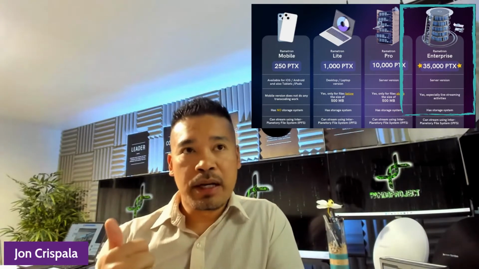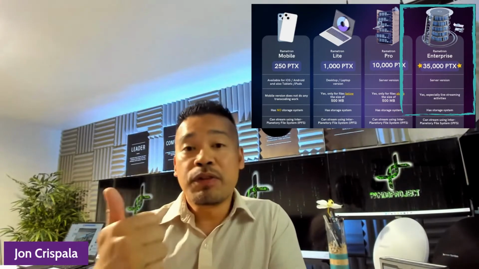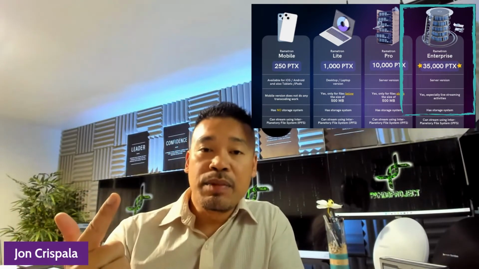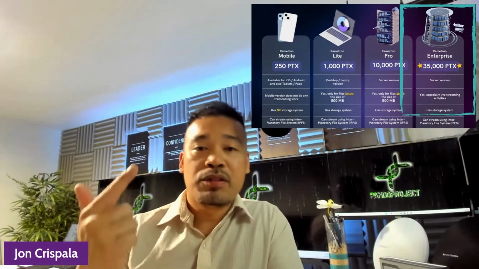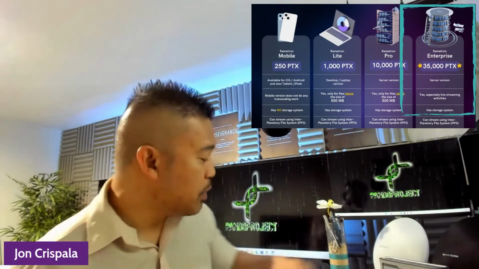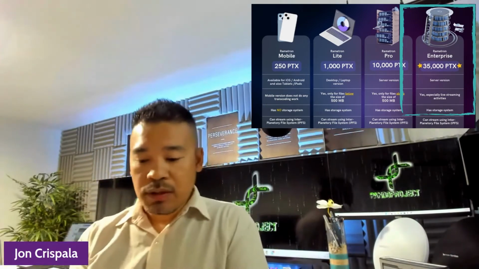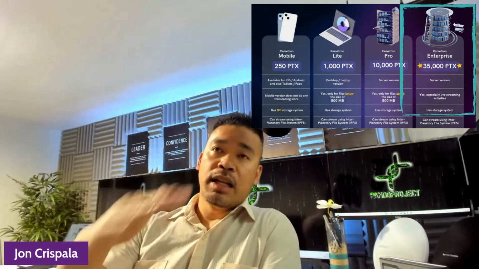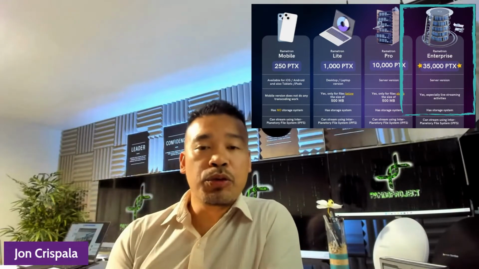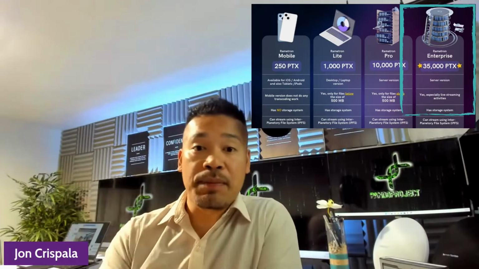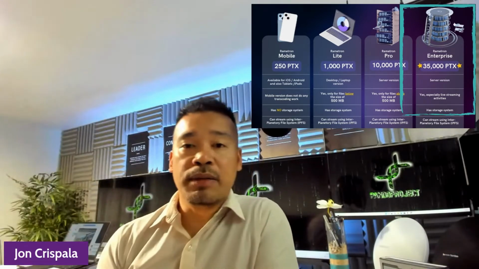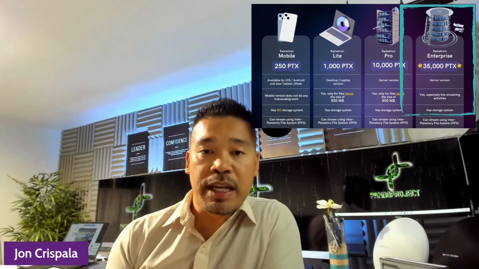So we talked about the Ramatron Mobile, that's 250 PTX. The Ramatron Lite is 1,000 PTX minimum stake, and the Ramatron Pro is 10,000 PTX. And even with the Ramatron Pro, between that, the Lite, and the Mobile, the PON rewards on that is 10% APY, and then the Ramatron Enterprise is going to be 15%.